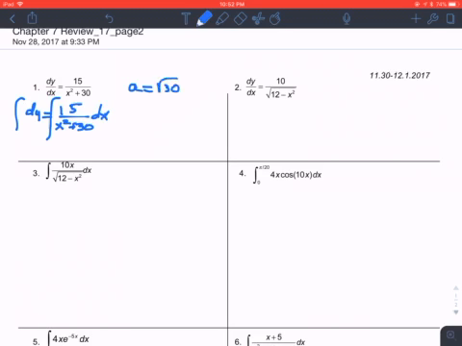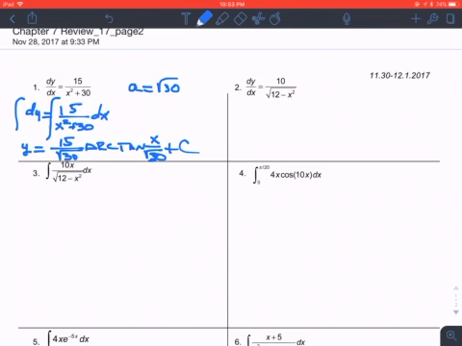And if you remember that for an arctangent, we get a 1 over a out front, so we're going to get y is equal to 15 over root 30 arctan of x over root 30, plus c. Okay, so that was the first one.